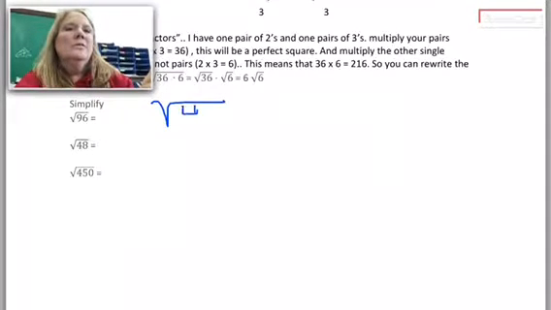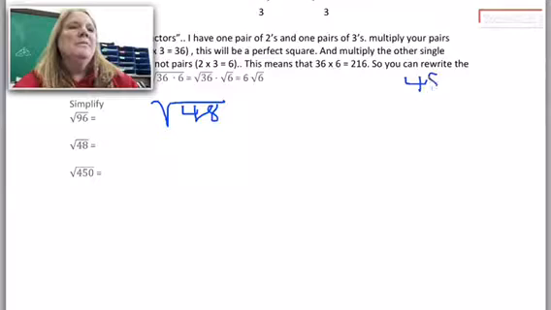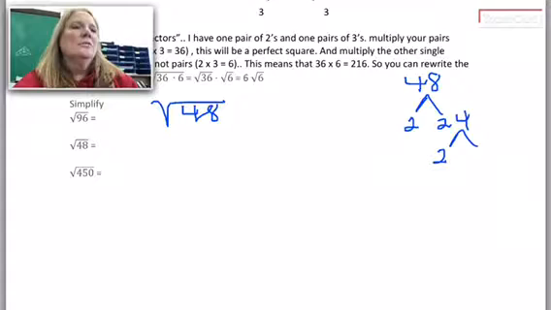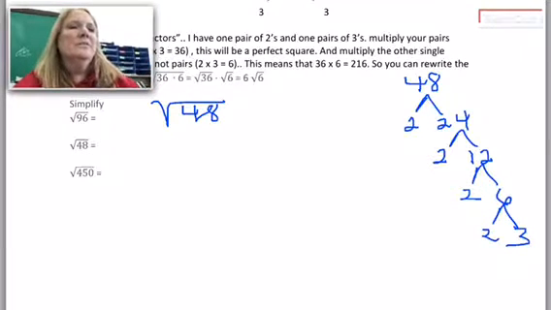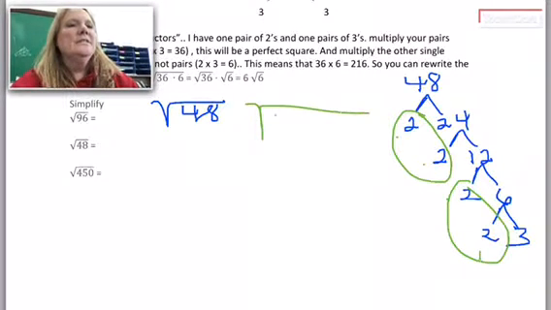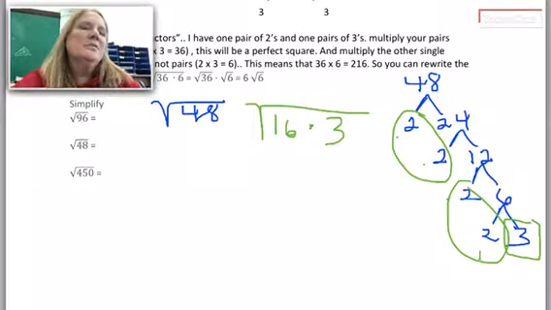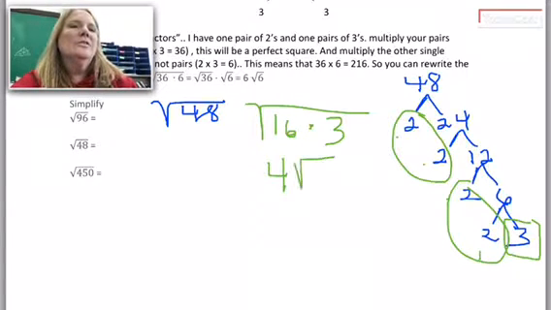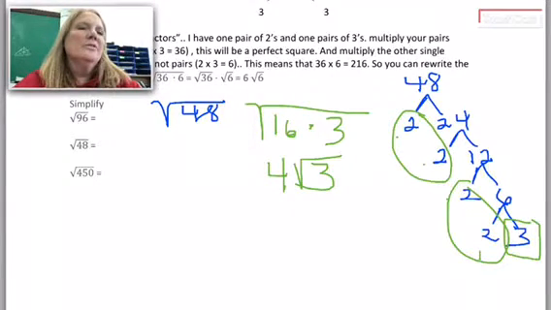Okay, the square root of 48. Well, I'm going to make my factor tree. 2 times 24, 2 times 12, 2 times 6, 2 times 3. I look for pairs. I have 2 times 2 and 2 times 2. So 2 times 2 times 2 times 2 is 16. And then I have this 3 over here. So I rewrite it as 16 times 3. The square root of 16 is 4 times the square root of 3.